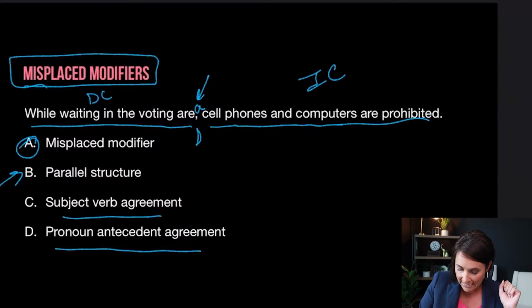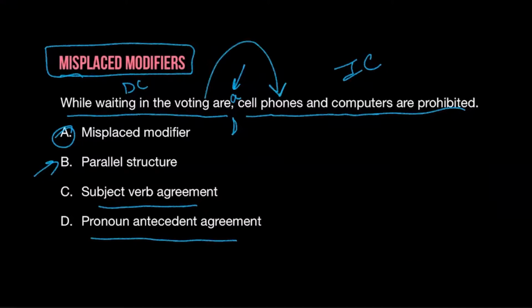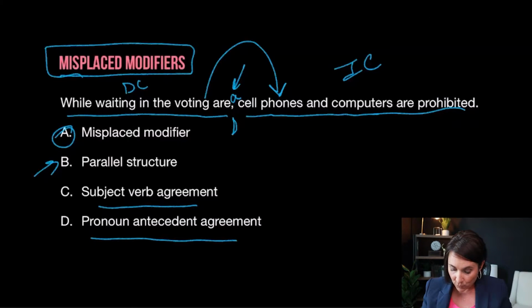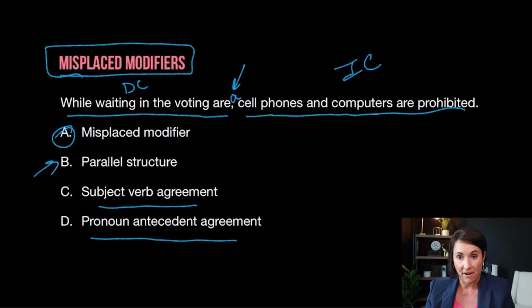Waiting in the voting area is modifying cell phones here. And because it's modifying cell phones, it's incorrect. It should be modifying the people waiting in the voting area. Now, like I said, I always want to show you how to identify this stuff on test day very easily. And this is how they will do misplaced modifiers sometimes.